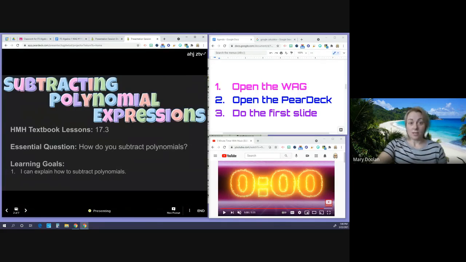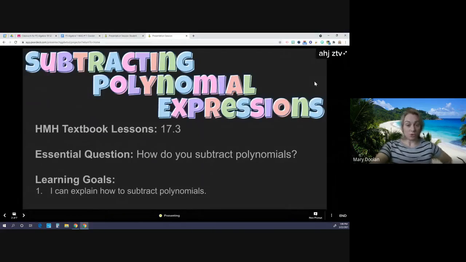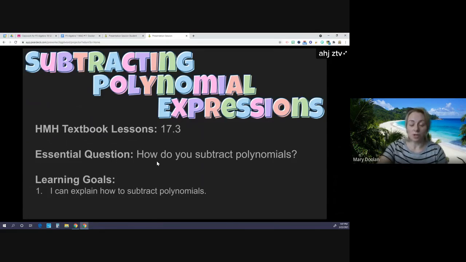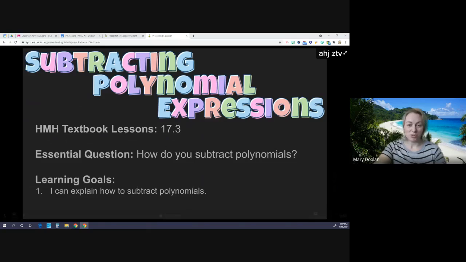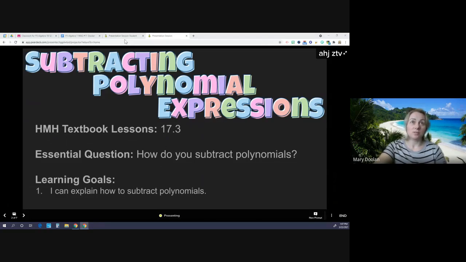All right, so this is what we're doing today. We are doing more with polynomials. We're subtracting polynomial expressions, and this goes with 17.3 in your text. Your essential question: how do you subtract polynomials? Your learning goal: I can explain how to subtract polynomials. As we get started, we've already learned how to add polynomial expressions. We learned a little bit about polynomials last week.